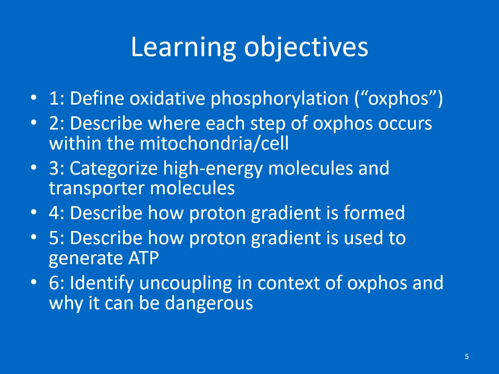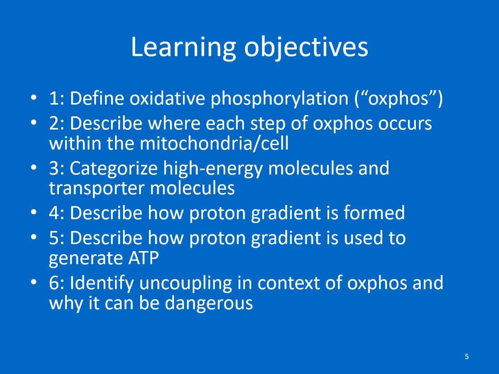So today we're going to be talking about oxidative phosphorylation, which is tied in with the Krebs cycle and glycolysis. So we have 6 total learning objectives for these lectures. 1, we're going to define oxidative phosphorylation, or OXPHOS if you want to save some time. Next, we're going to describe where each step of OXPHOS occurs within the mitochondria, or within the cell.